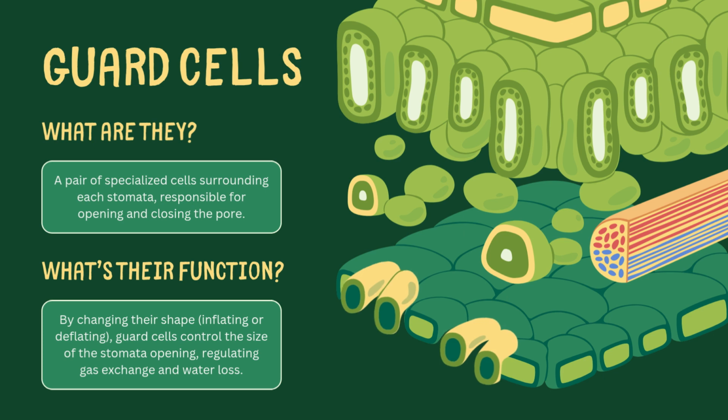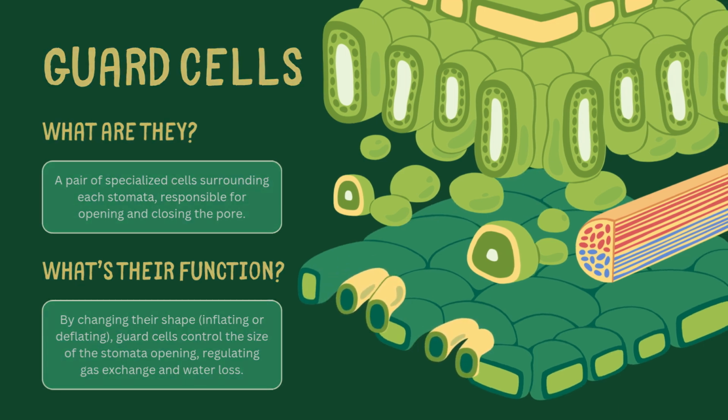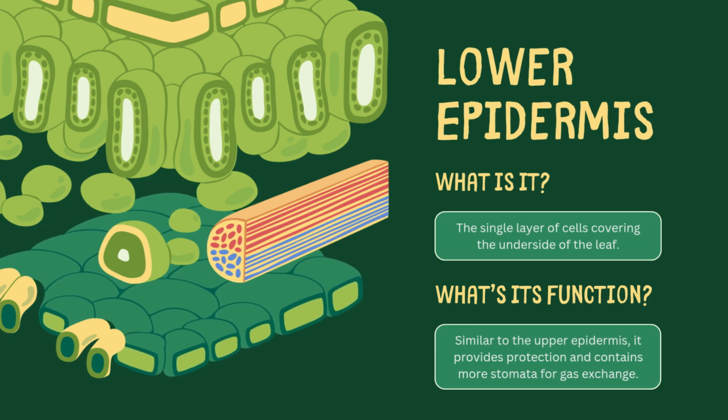The guard cells. These are the pair of specialized cells surrounding each stomata, responsible for opening and closing the pore. By changing their shape, that is inflating or deflating, guard cells control the size of the stomata opening, regulating gas exchange and water loss.